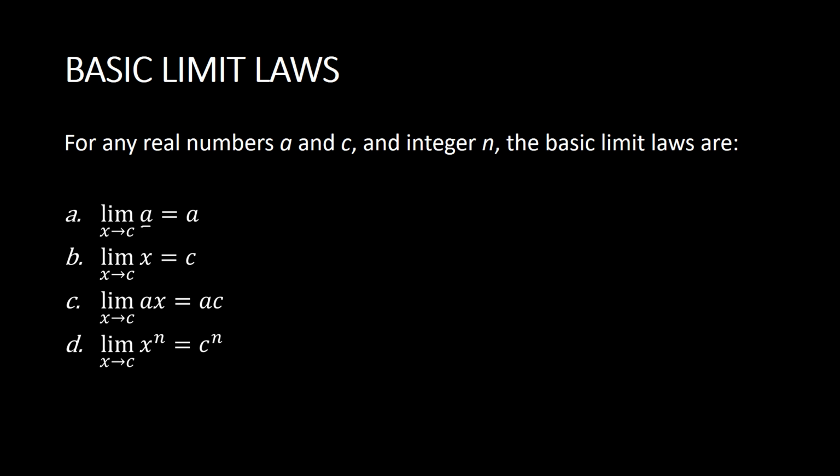And then another one, we have the limit of x as x approaches c. This will always be equal to the number where your x approaches to. And then the limit of ax, or a times x, as x approaches c, that will always be equal to the constant a times the constant c, wherein the c there is the one that we're approaching to.